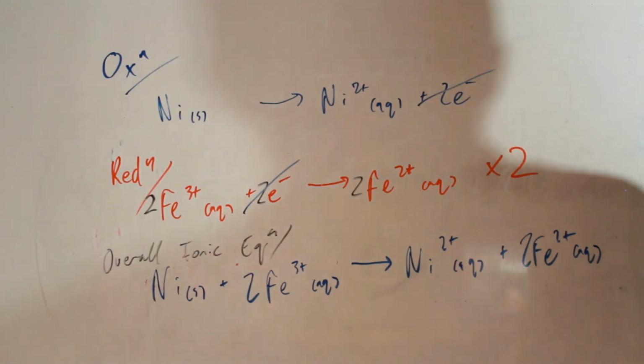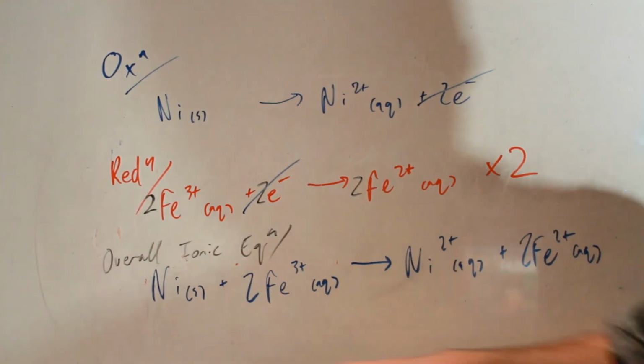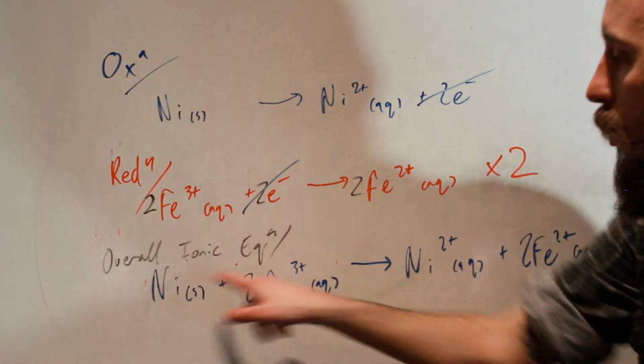If we go back and make sure that everything's conserved, then it's hard to get it wrong. I've got 1 nickel going to 1 nickel, 2 ions going to 2 ions. My overall charge on this side is 0 and 3 plus.